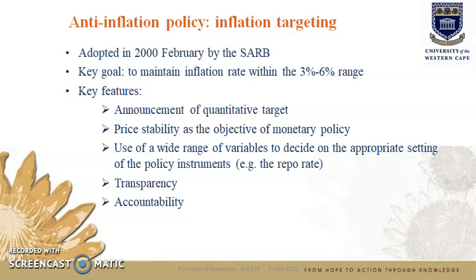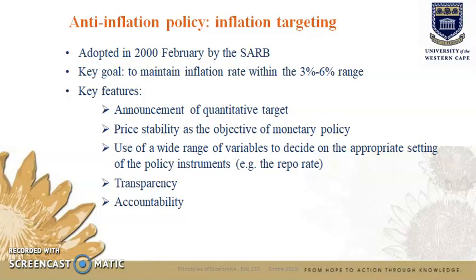South Africa became the 15th country to adopt formal inflation targeting as its monetary policy framework in February in the year 2000. Inflation targeting is an anti-inflationary policy in which the South African Reserve Bank maintains the inflation rate within the targeted range of 3 to 6%. This policy framework has 5 key elements.